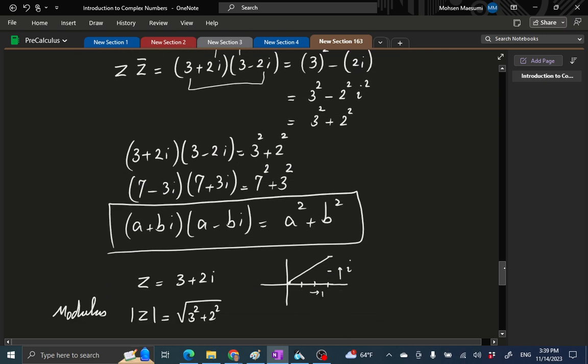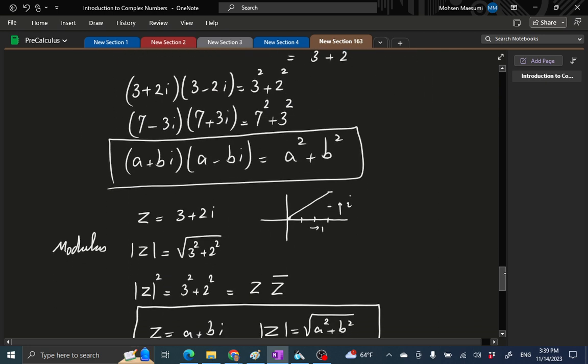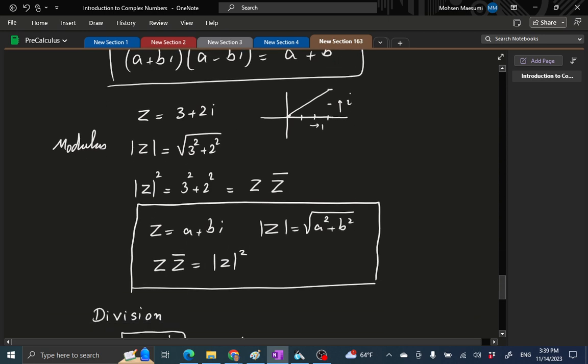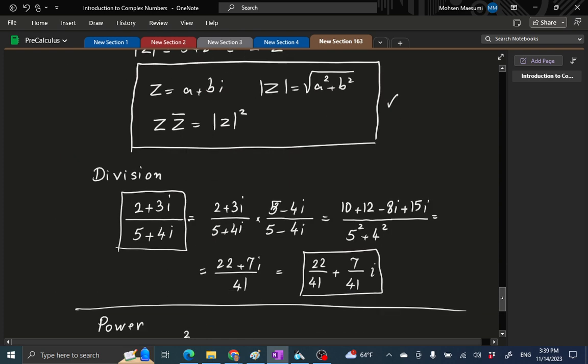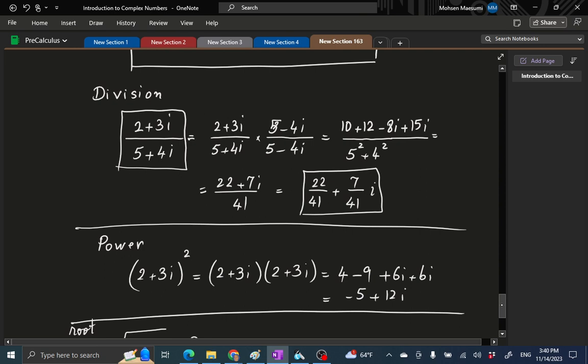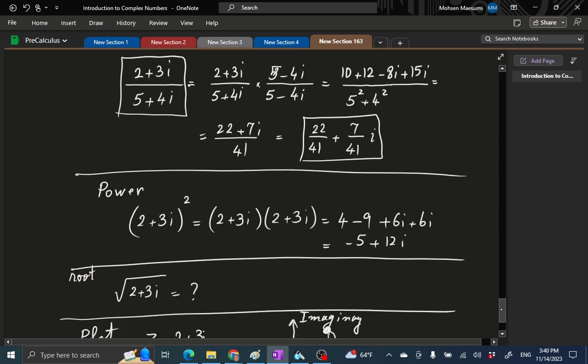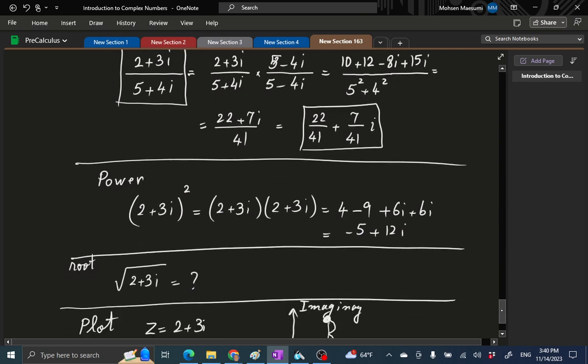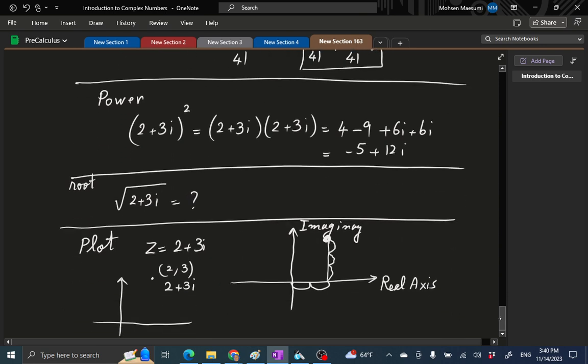And then we talked about the complex conjugate, talked about the modulus, an important identity here for the product of a number and its conjugate. We made use of that in division of complex numbers. We talked about powers of complex numbers. We postponed the issue of the root to later on. And we said the plotting is very trivial. It's just what we have been doing since middle school.